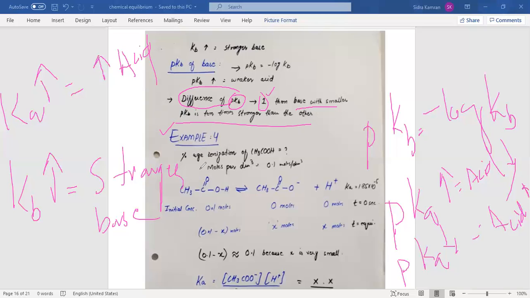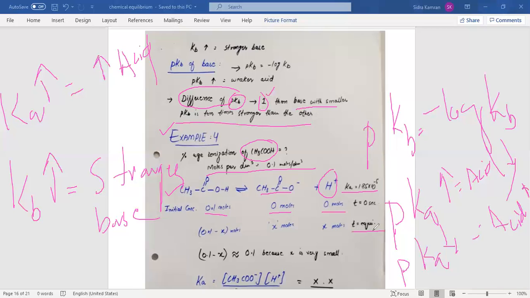Open your book and see, the ionization constant of acetic acid is asked, moles per dm cube is given, and here you can see the equation. Acetic acid ionizes into its ions, acetate ion and proton, hydrogen ion. The Ka value for this reaction is 1.85 exponent minus 5. Initial concentration of acetic acid is 0.1 moles. And initially, as we know, there are 0 moles of products.